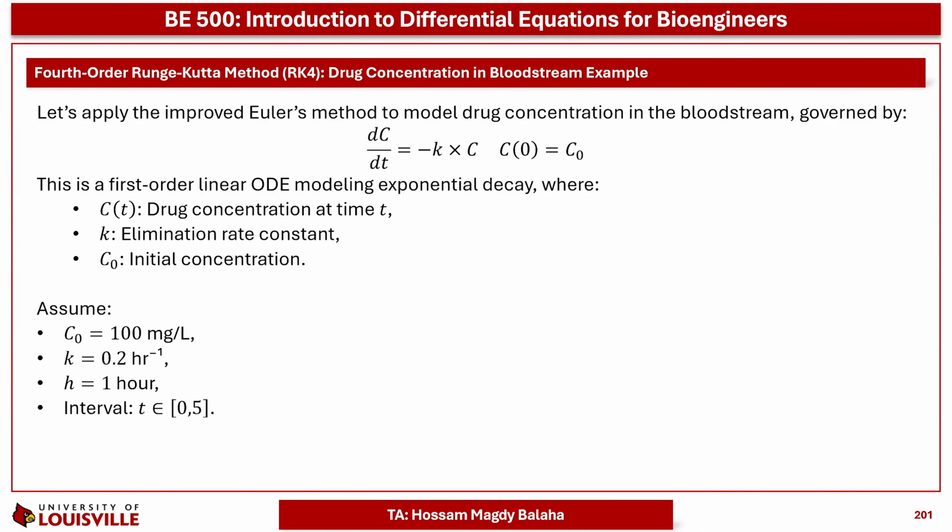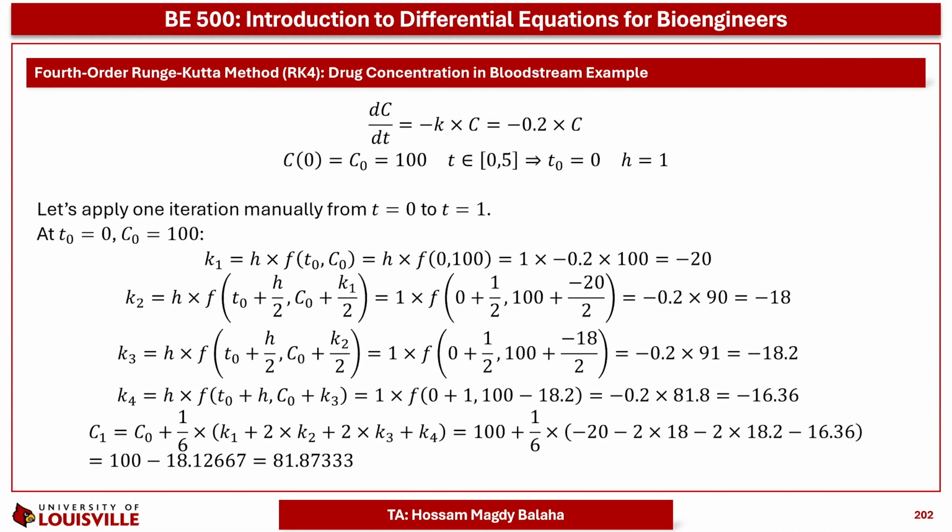Using the same method for the drug concentration in the bloodstream, this is our equation, and these are the same given parameters and values. Let's calculate one iteration manually from T0 to T1 to understand how we substitute. These are our initial values. Simply, let's add the different formulas from K1 to K4, then substitute h multiplied by the first derivative of T0 and C0. H is 1, T0 is 0, C0 is 100. Substitute by this value here, you will get 1 multiplied by negative 0.2 multiplied by 100 equals negative 20.